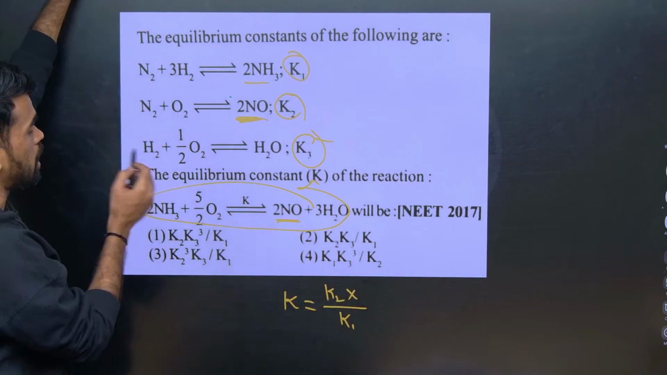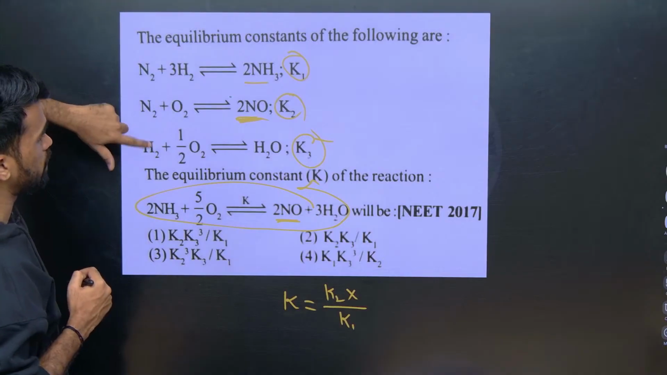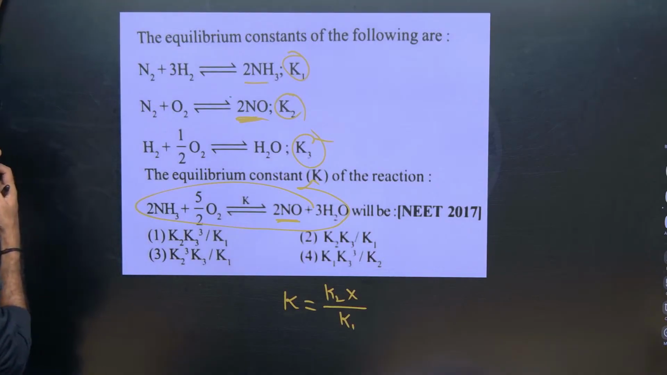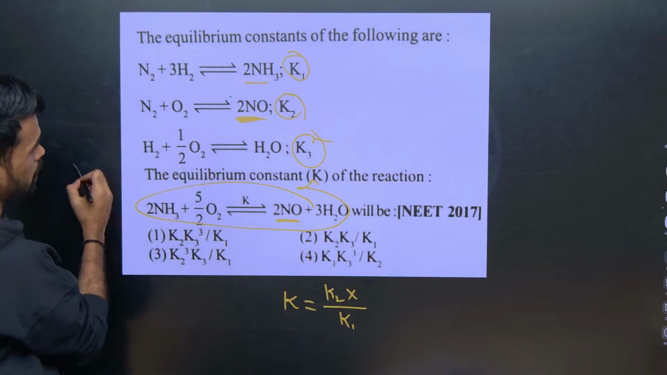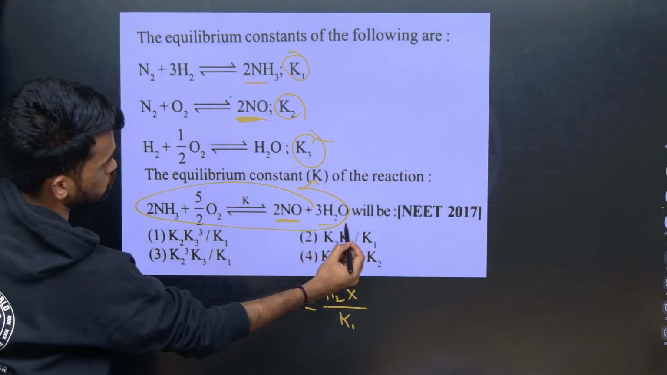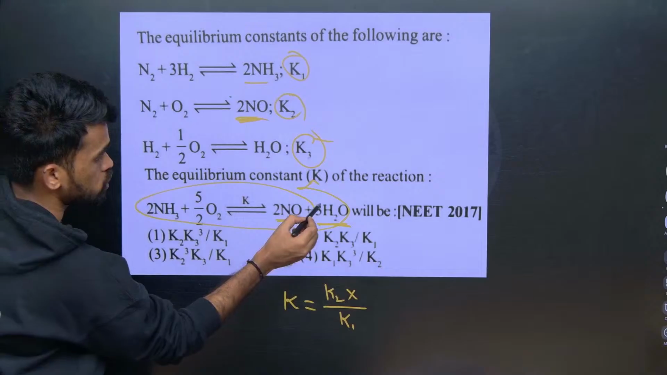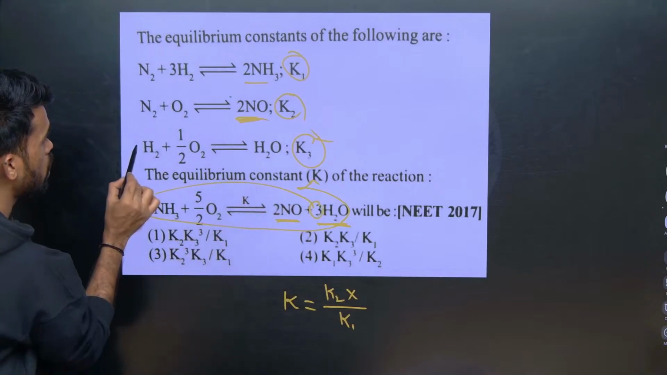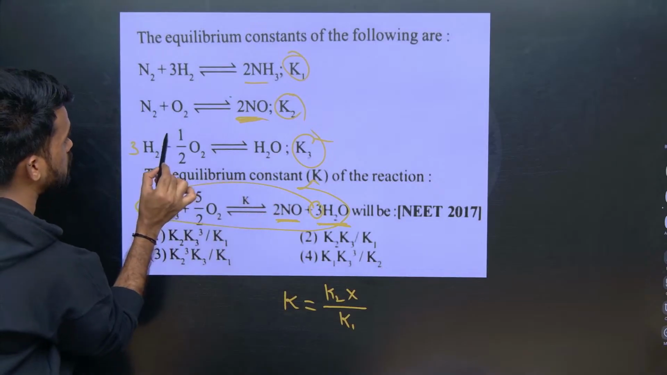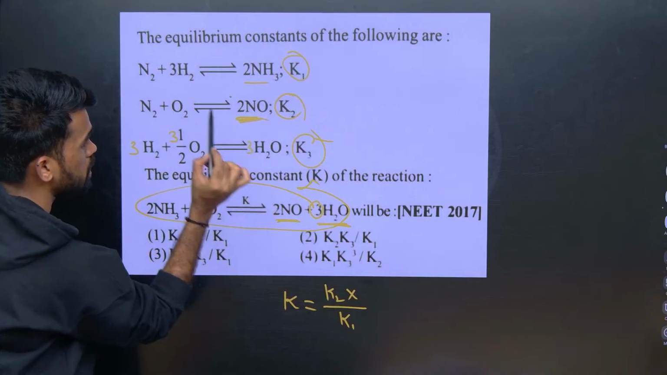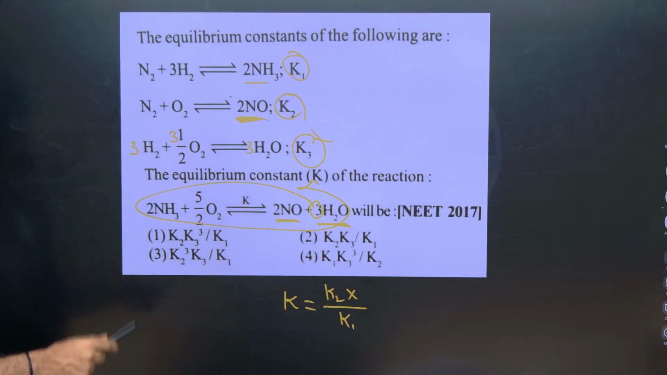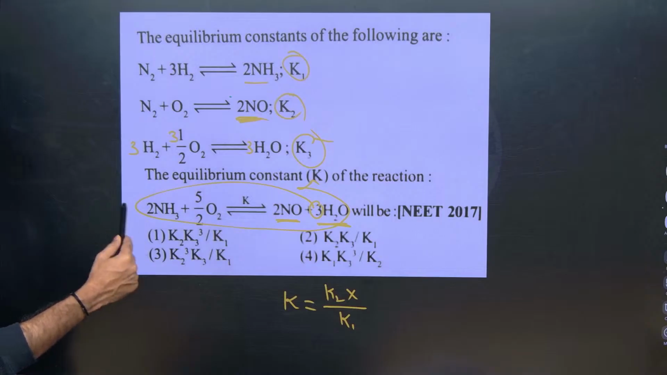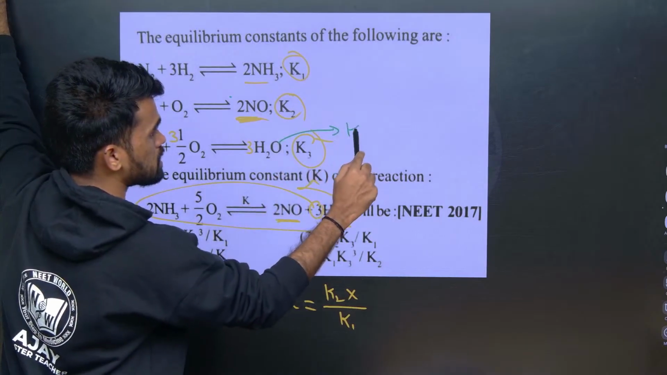Now look into the third equation. What is the difference between here and here? Now here we have H2O. How many H2Os are there? 3 H2Os are there. It means what I should do? I should multiply this equation with 3. Therefore, this equation becomes 3H2O. Whenever we multiply with a particular number, then its equilibrium constant becomes what?